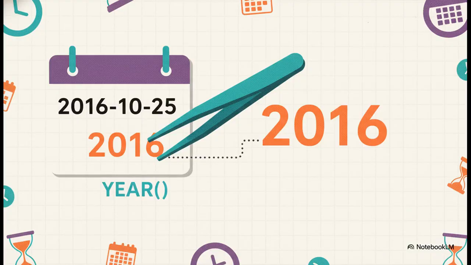And look how clean this is, right? The database might be storing a full, super specific date, but maybe your app only needs to show the year a movie came out. Well, you just use the year function, and it plucks that one single piece of information right out for you. It's that easy.